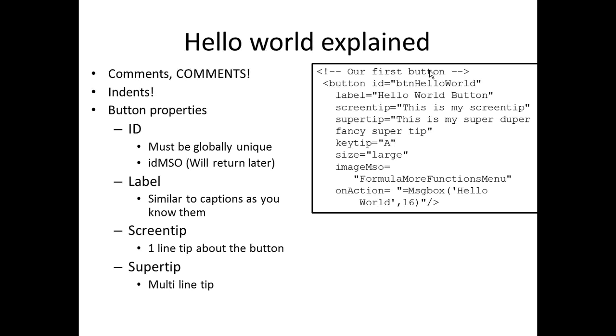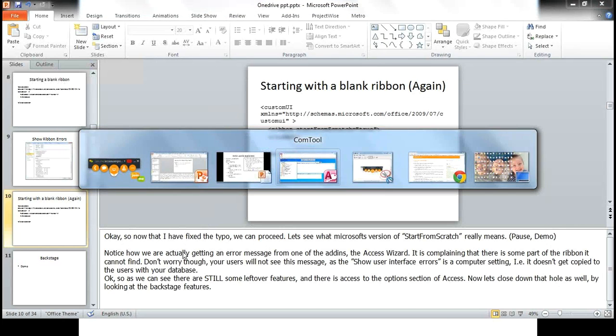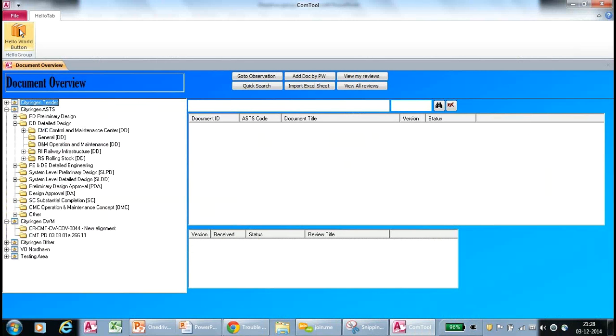There's a screen tip, and there's a super tip. The screen tip is the one-line tip about the button, and the super tip can be multiple lines. Let's go have a look at how that looks. If I hover my mouse over, you can see this is my screen tip. It's a single line, and it's written in bold. The super tip can actually be quite many lines. I haven't tested how far you can stretch it.